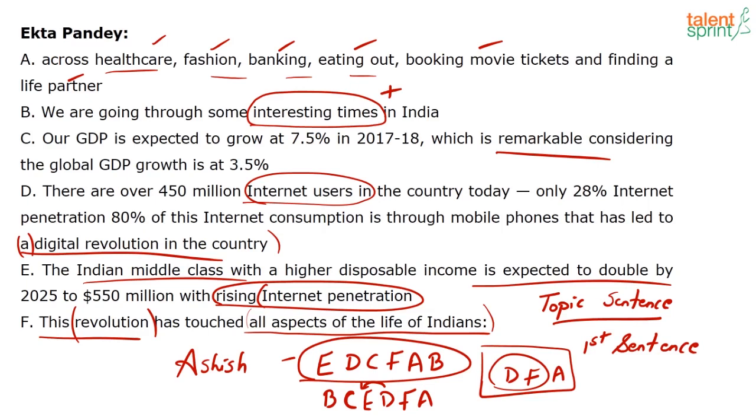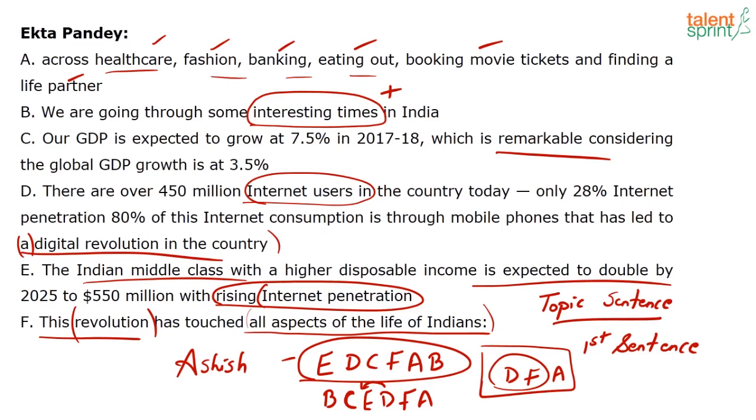So let's read now. We are going through some interesting times in India. What's so interesting? Our GDP is expected to grow at 7.5% in 2017-18, which is remarkable considering the global GDP growth is only at 3.5%. Okay, that's one thing. The next thing is the Indian middle class with a higher disposable income is expected to double by 2025 to $550 million with rising internet penetration.